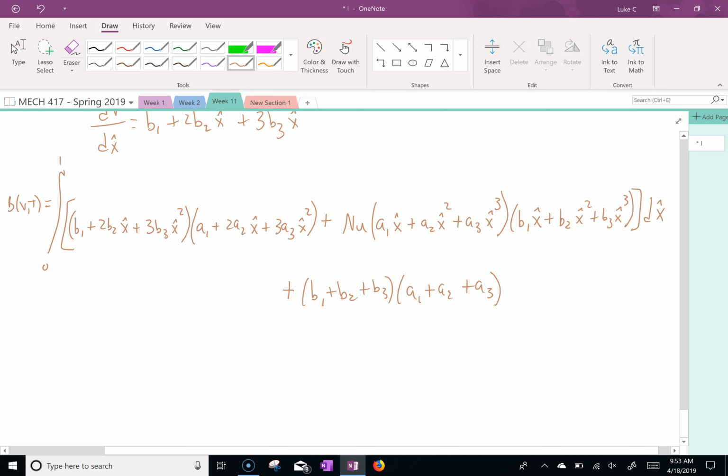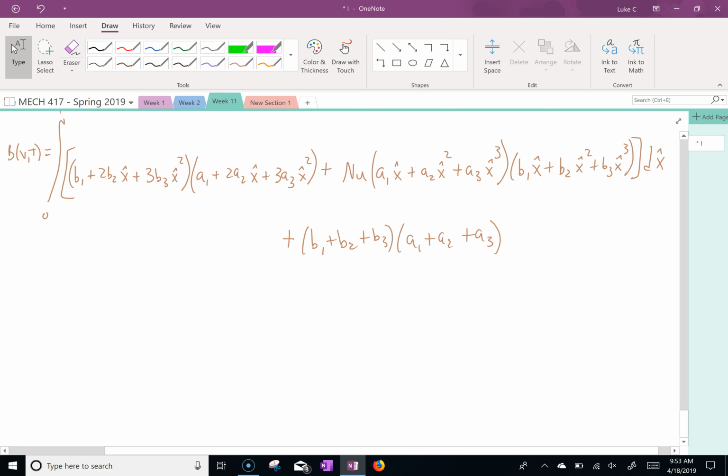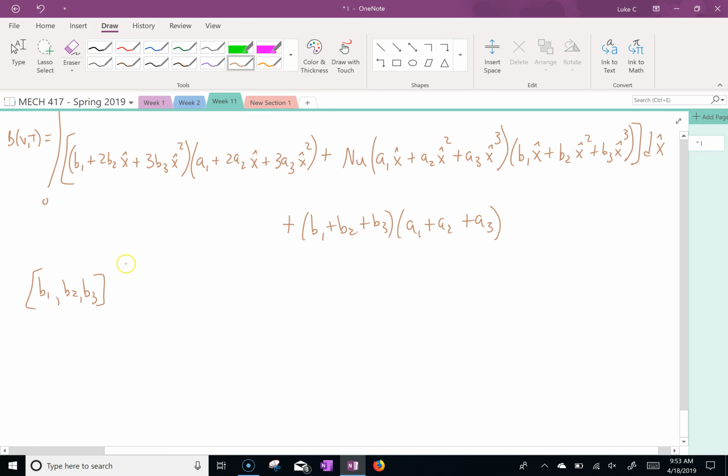We're getting there. Now, we're going to do linear algebra. We're going to put B1, B2, B3. And then this is going to be a big matrix here. And I won't do it all. I'll do some of it.